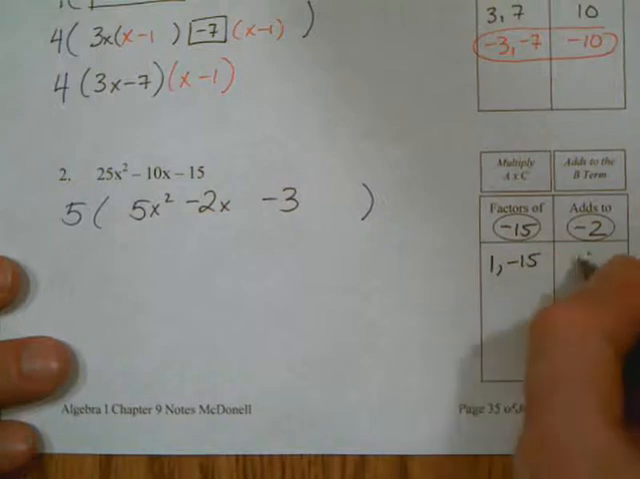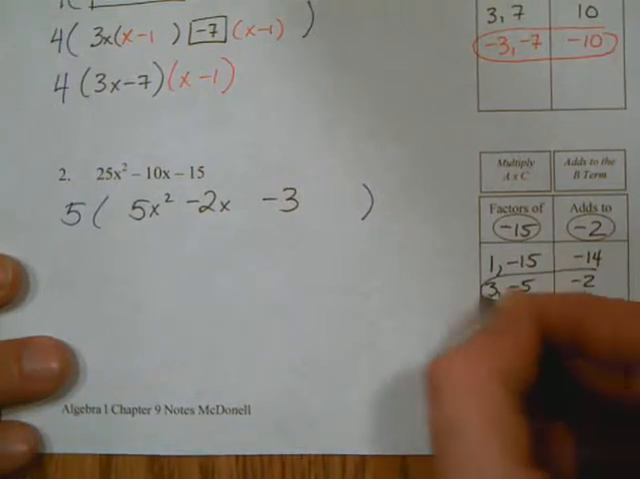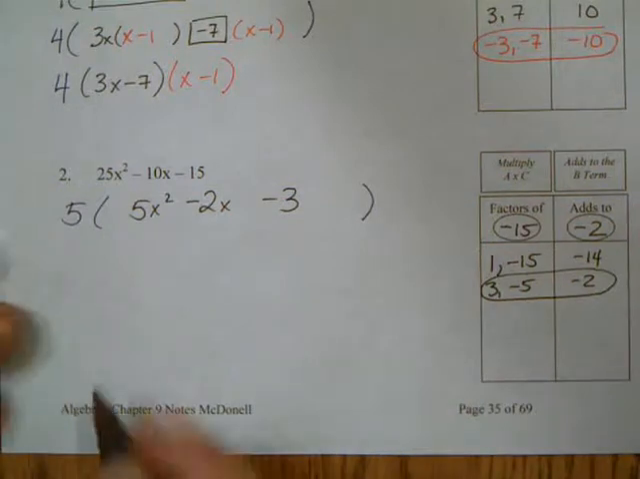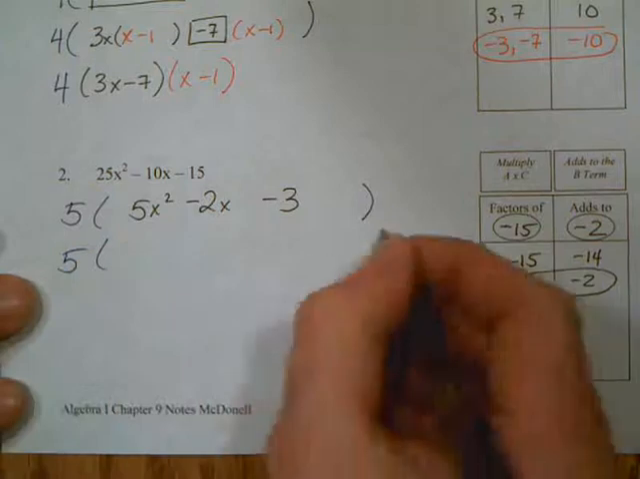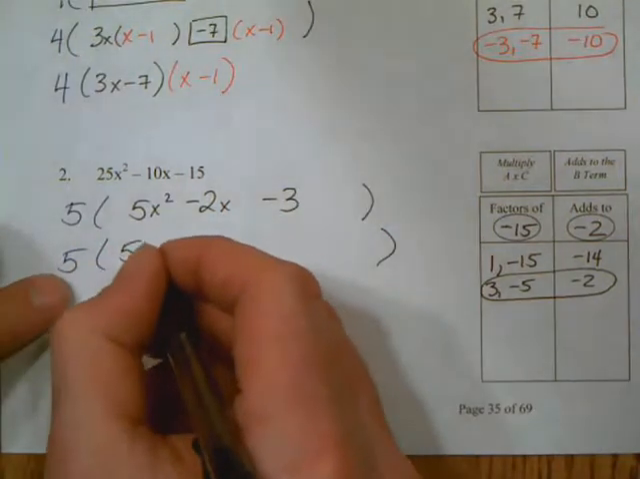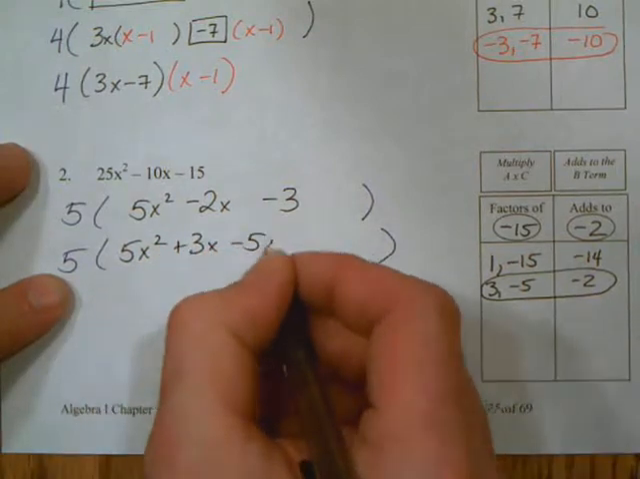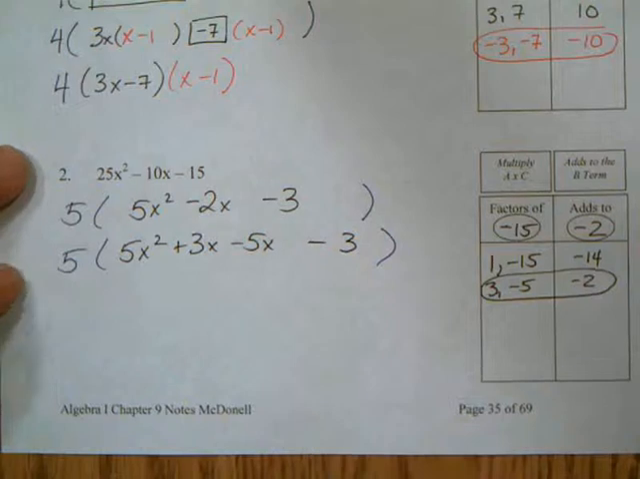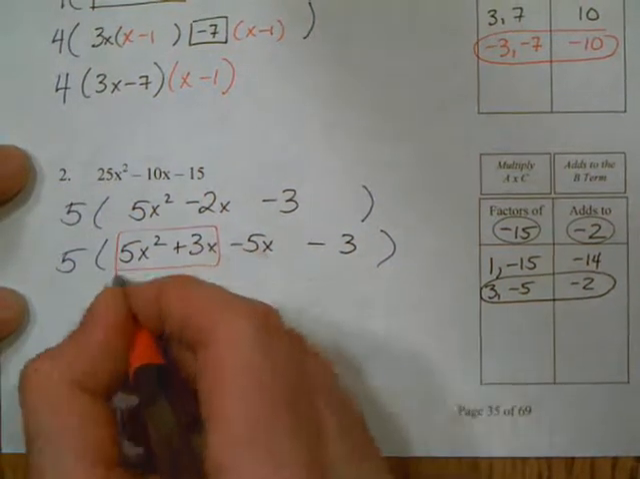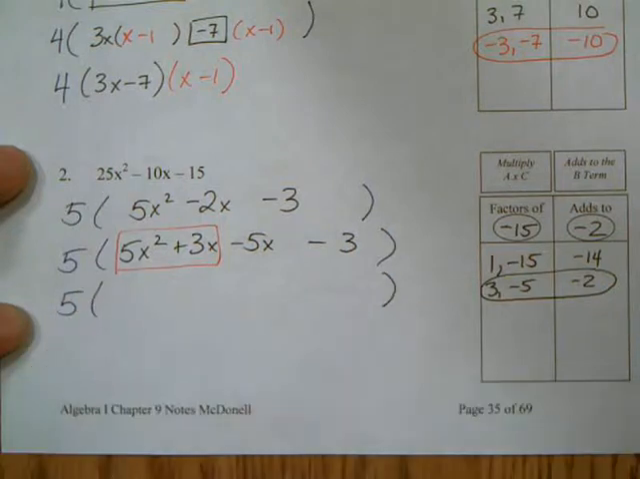That's the real problem. Factors of negative 15 that add to negative 2. Well, what are those factors? 1 and negative 15, that doesn't work. 3 and negative 5, that does work. So we replace our negative 2x in the middle with those two numbers of 3 and negative 5. But first remember to bring down this 5 on the outside. So there's our plus 3x, our minus 5x, and our minus 3.